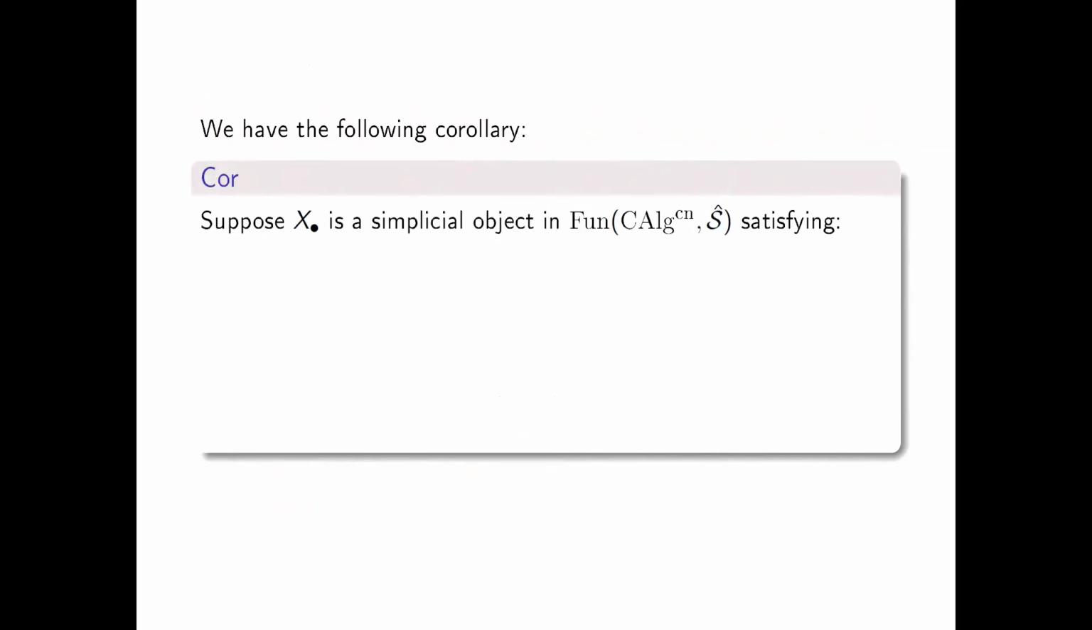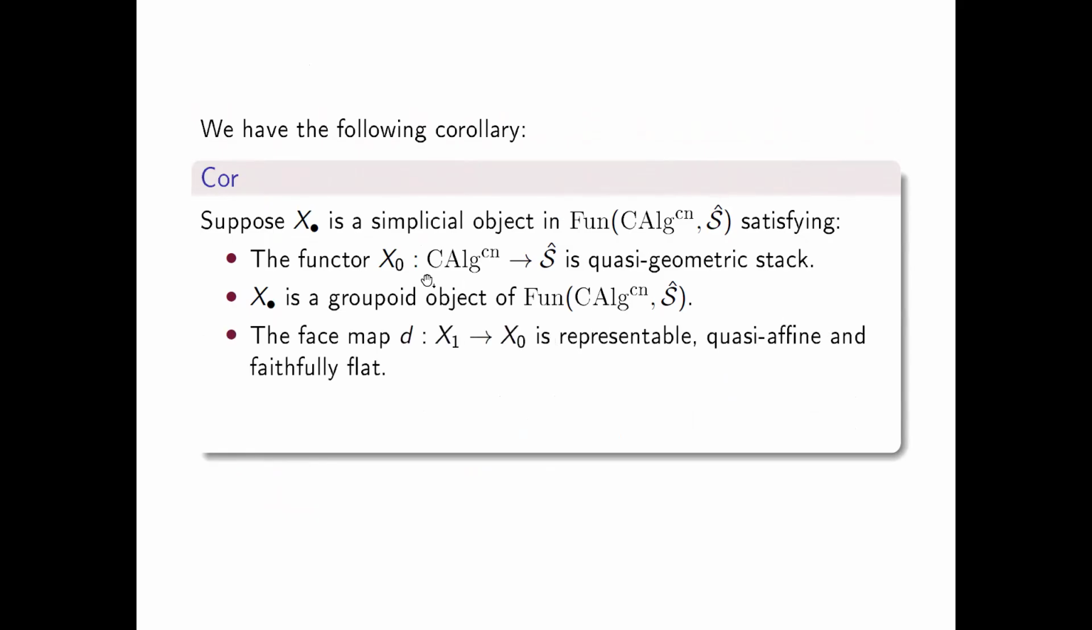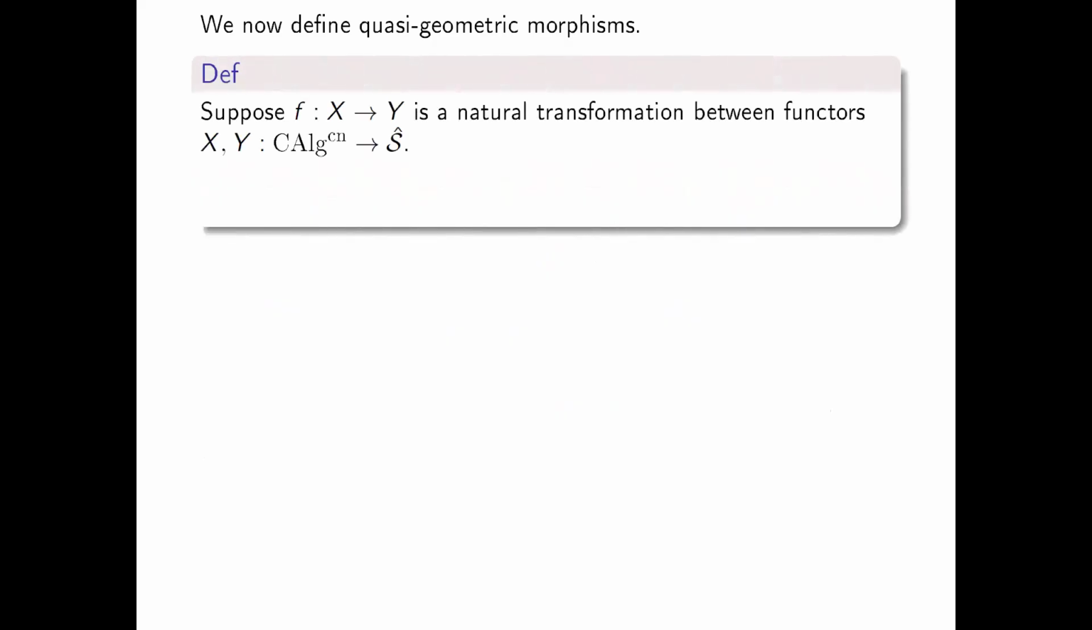Right. So we have the following proposition. You start with a simplicial object in the category of functors from CAlg^cn to S hat satisfying the following. X_0 is a quasi-geometric stack, and this is a groupoid object in this functor category. And then the face map X_1 to X_0 is representable, quasi-affine and faithfully flat. Then the geometric realization is a quasi-geometric stack. So you can use the previous theorem to prove this.